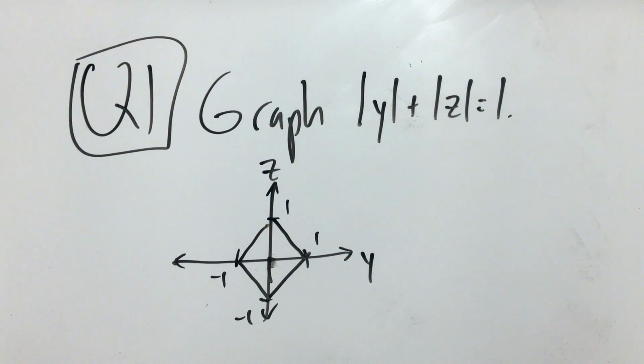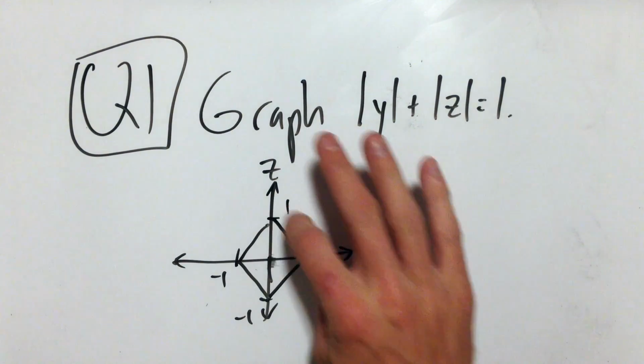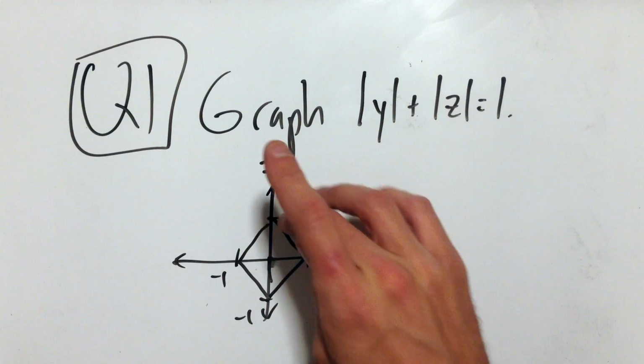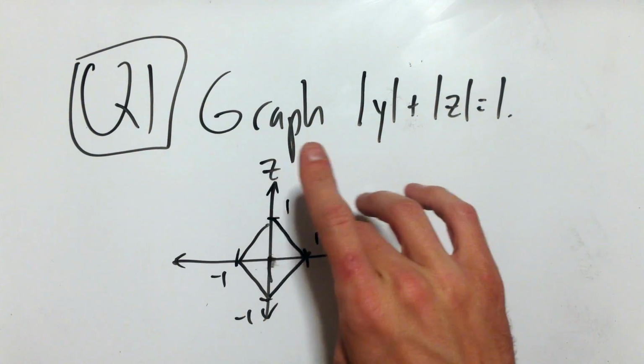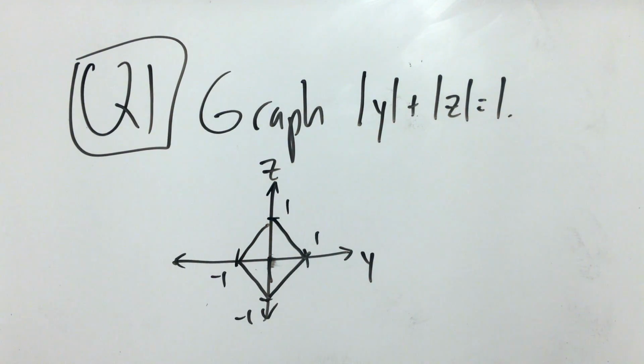Okay, here is question 1. I would like you to graph the absolute value of y plus the absolute value of z is equal to 1. I don't really expect anybody to know quite what that looks like, so here I've given you the graph of what that looks like in the yz plane. It's really just a square with vertices at 1, 1, -1, -1 on the z and y axes. So sketch that, see what it looks like.